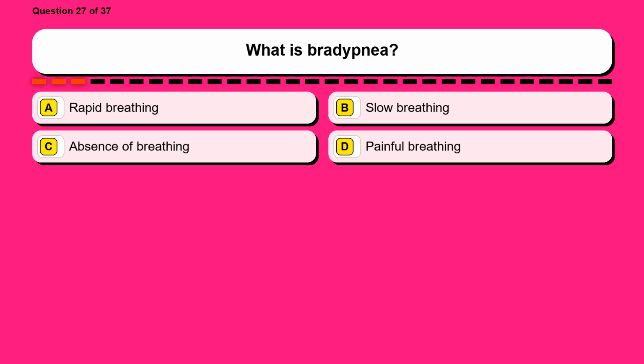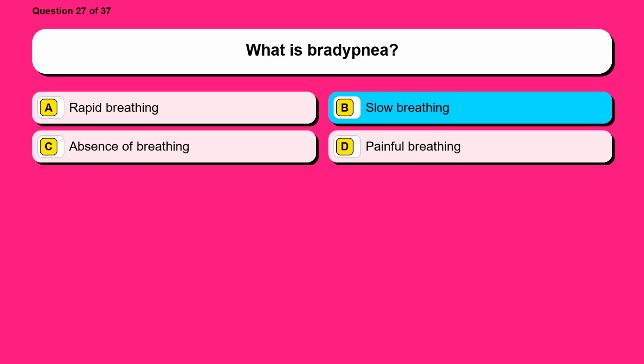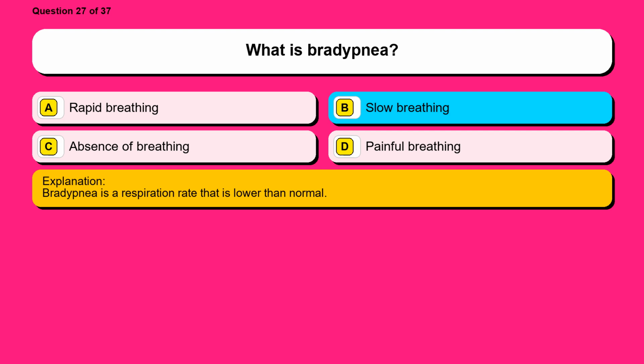Question 27. What is bradypnea? Option A, rapid breathing. Option B, slow breathing. Option C, absence of breathing. Option D, painful breathing. The correct answer is option B, slow breathing. Bradypnea is a respiration rate that is lower than normal.